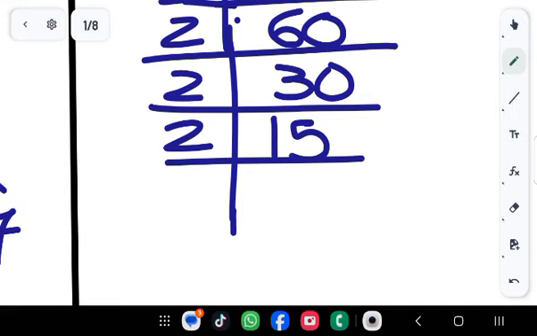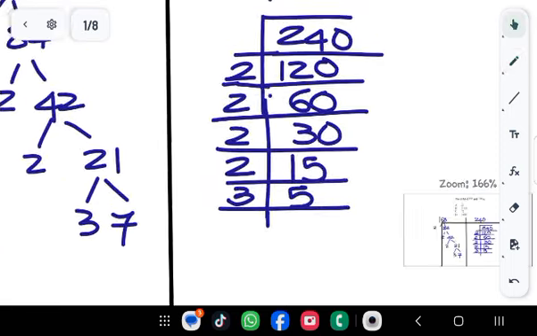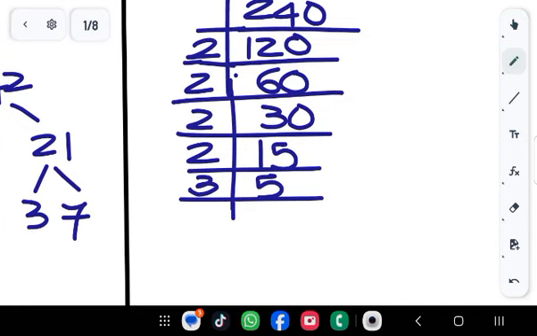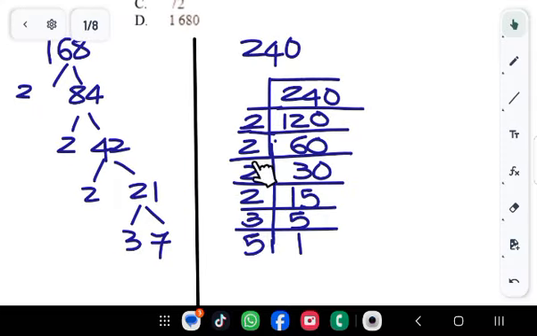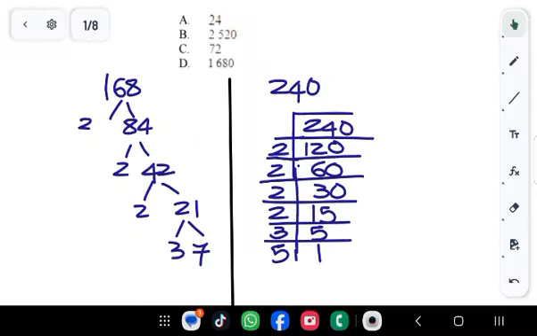Now 15 you cannot divide by 2, but you can divide by 5 or 3. 15 divided by 5, and that will give you 3. So 15 divided by 3 is 5. 5 cannot be divided any further. You can divide it by 5, it will give you 1. Alright, that's how it works. So here are your factors, 2 all the way to 5.